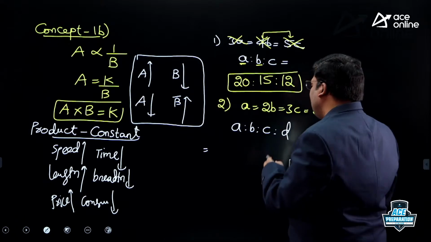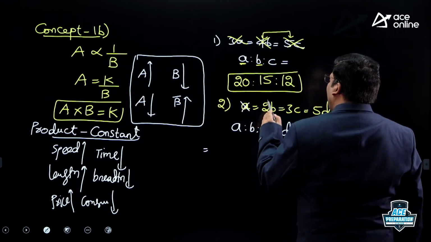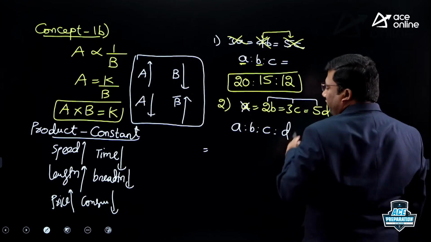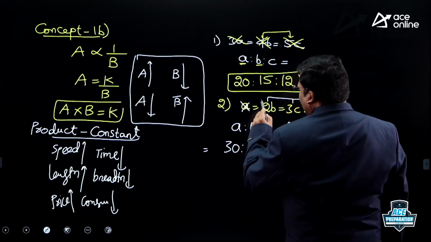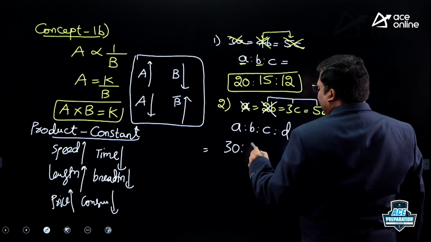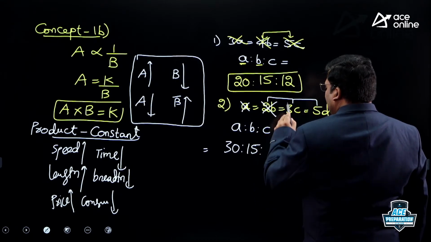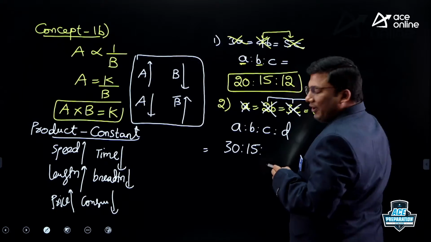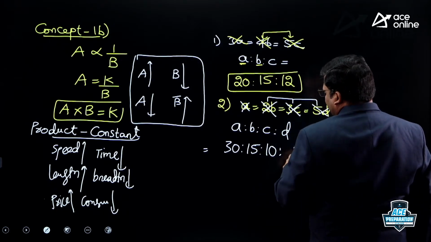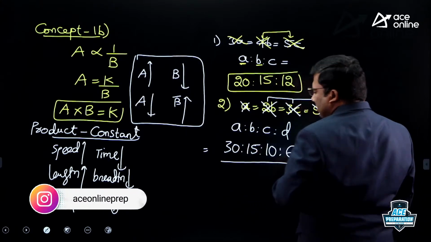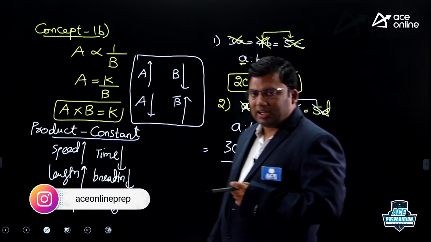To get A, close A, multiply all the other remaining coefficients. 2 3s are 6, 6 5s are 30. To get B, close this one. 15 1s are 15. To get C, close this one. 5 2s are 10, 10 1s are 10. To get D, close this one. It is 30 is to 15 is to 10 is to 6.